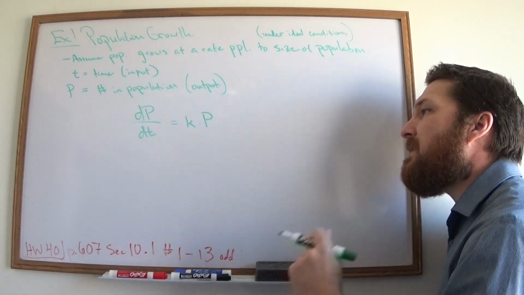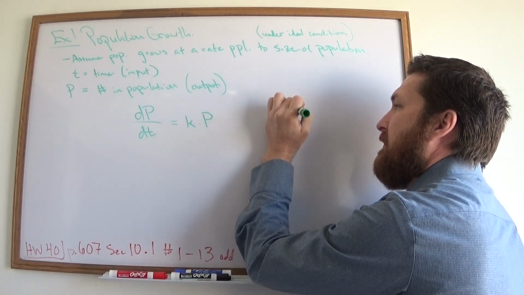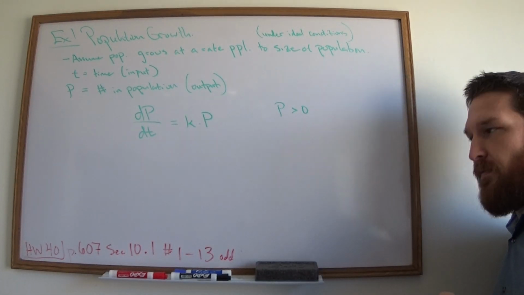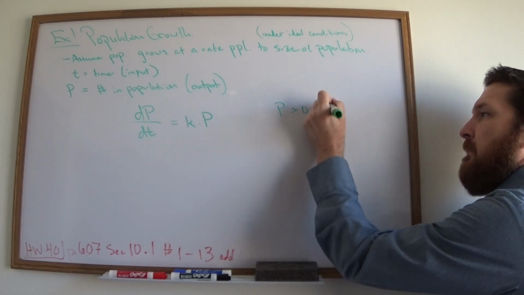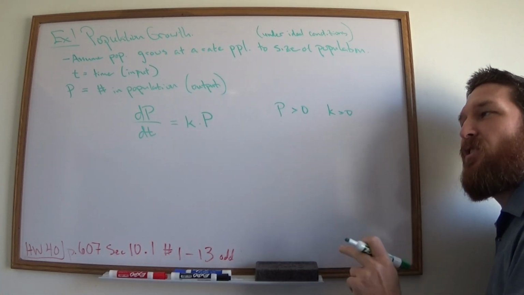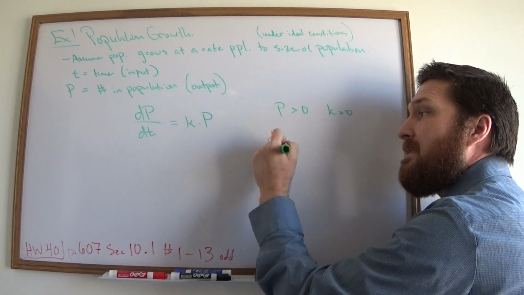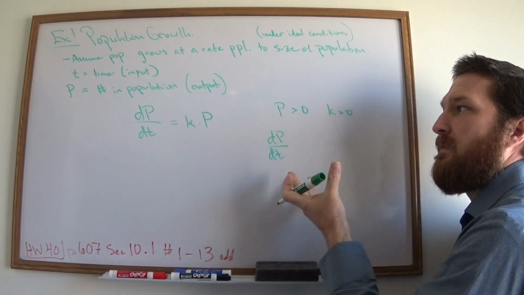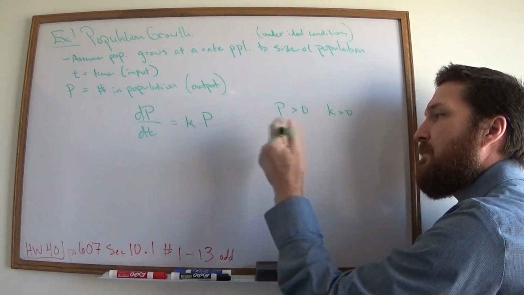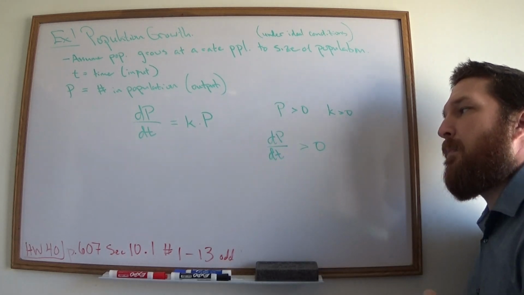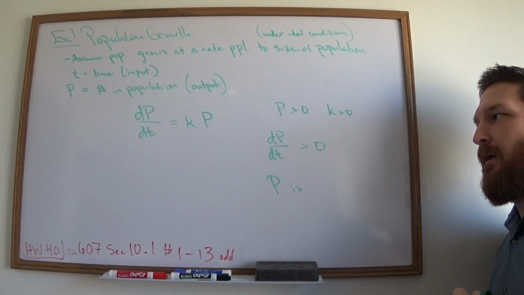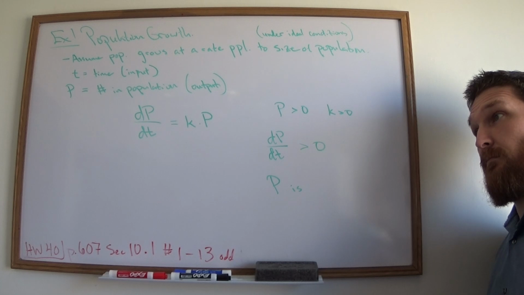Okay. Now let's suppose that p is positive. So we have some people in the population. Let's also assume, just for now, that k is positive. Assume that k is positive. What does that tell us? Then dp dt, is it positive or negative? It's also positive, because if both of those are positive, that times that is positive. What does that tell us about p?